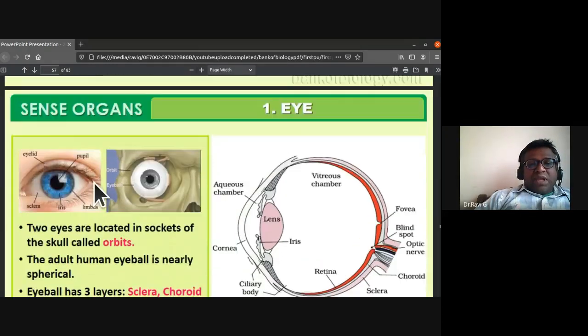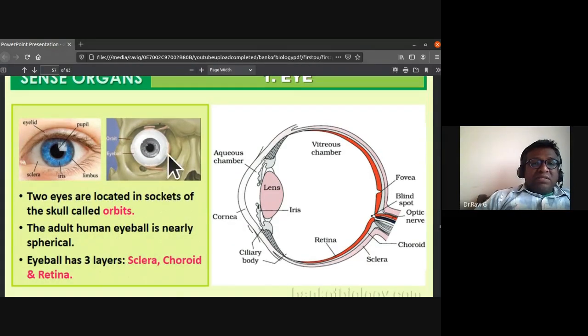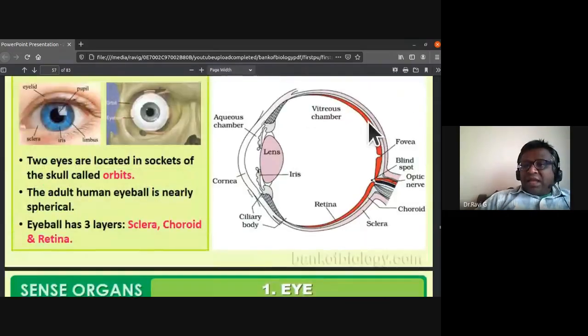Two eyes are located in the sockets of the skull called orbits. The adult human eyeball is nearly spherical. The eyeball has three layers: sclera, choroid, and retina. So this diagram you have to practice, the structure of the human eye.